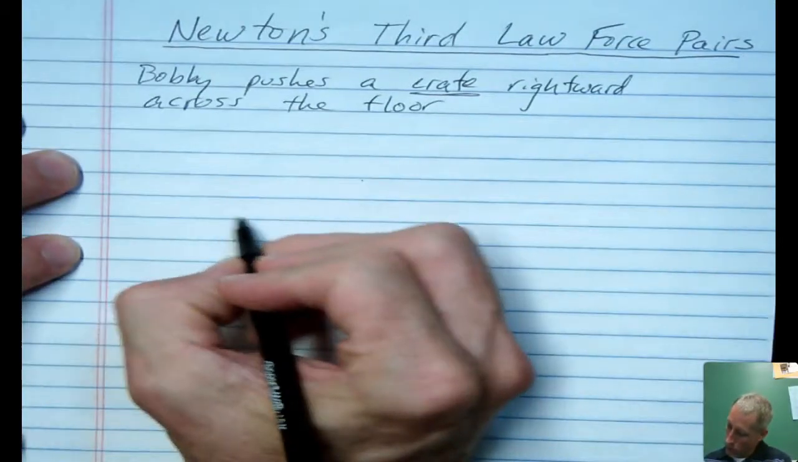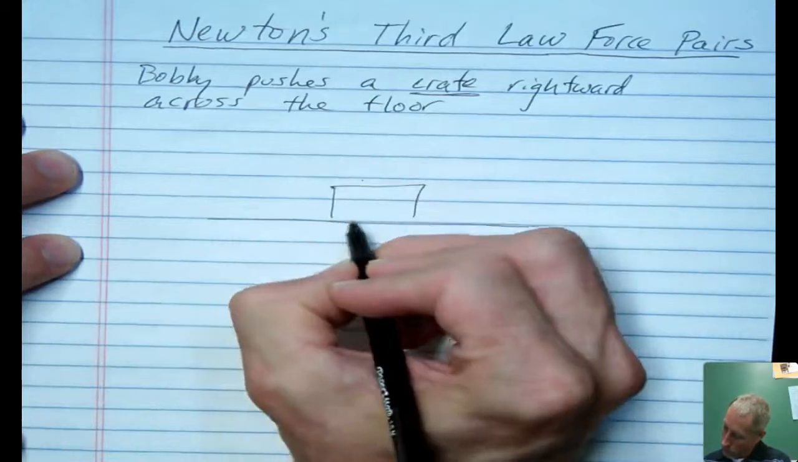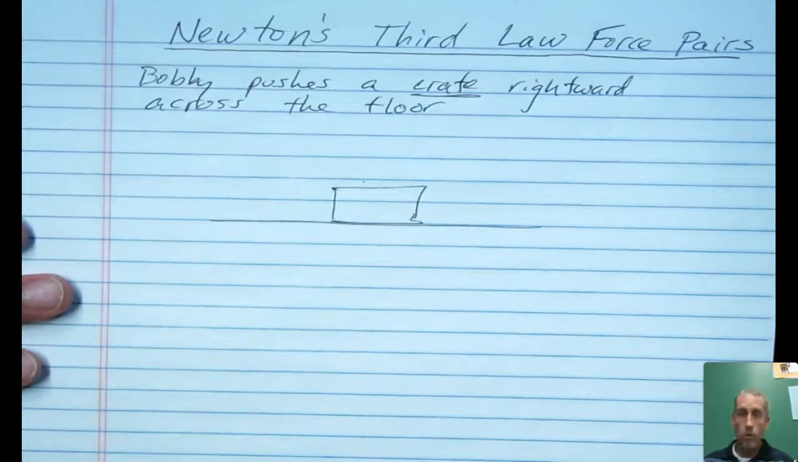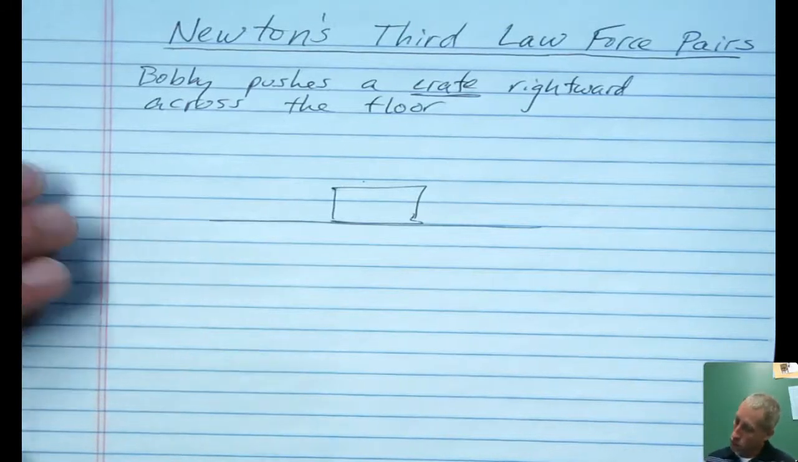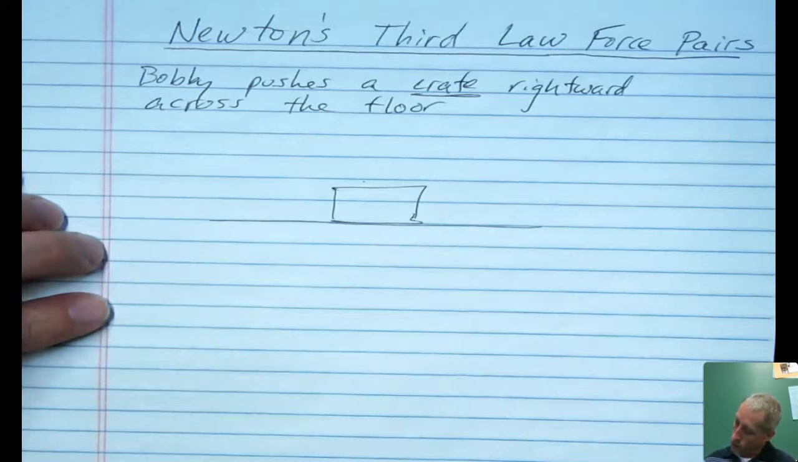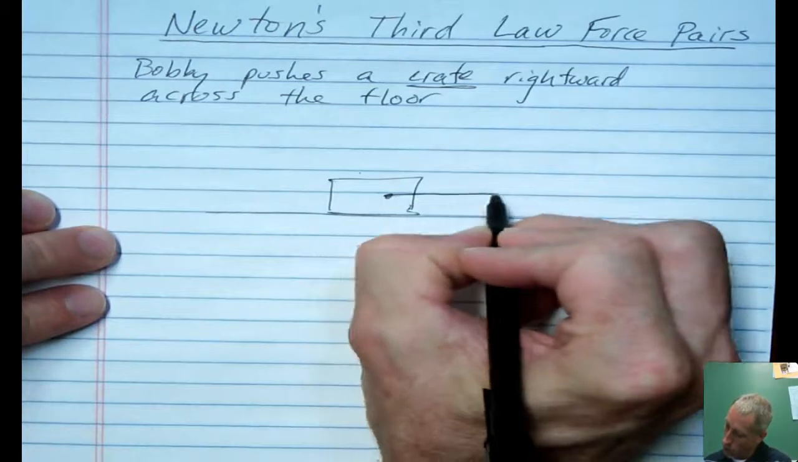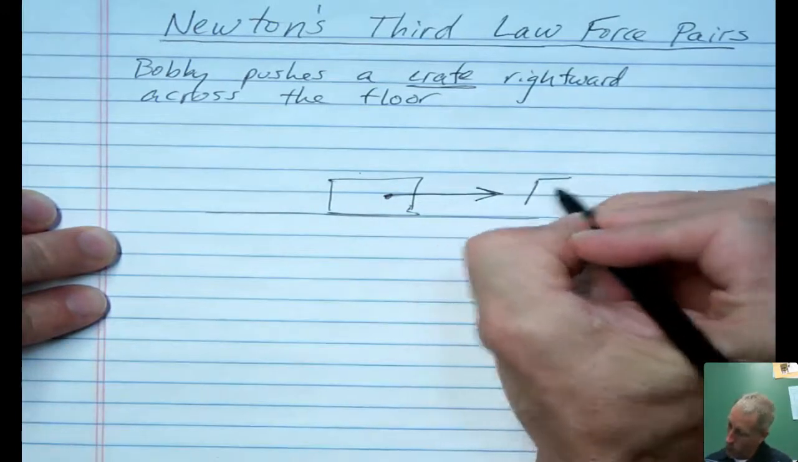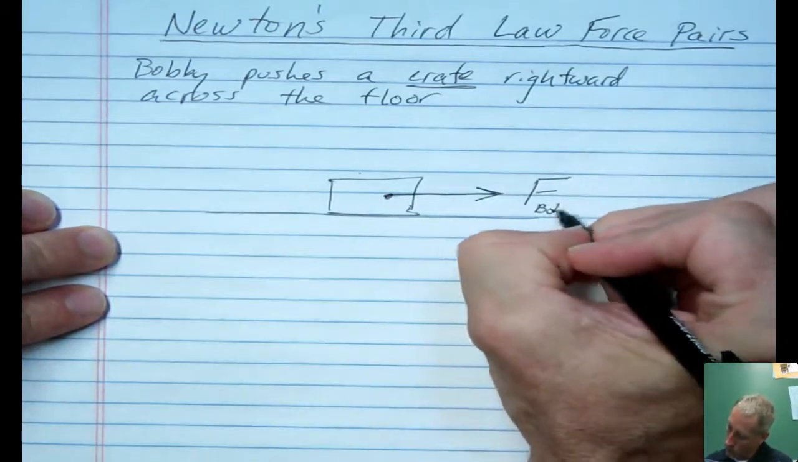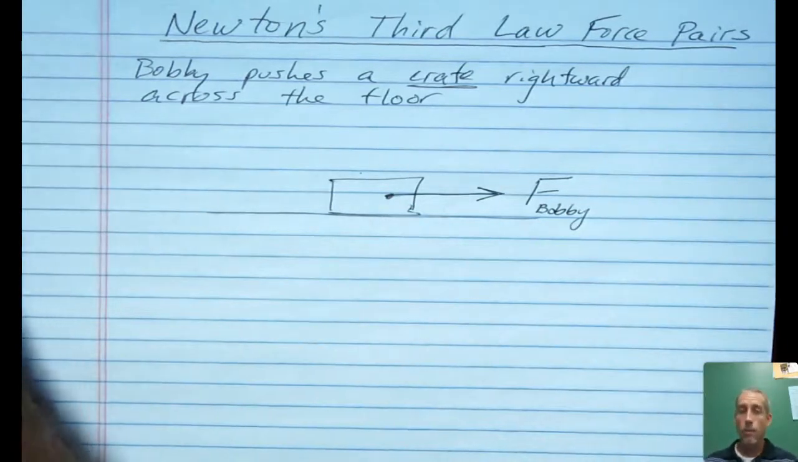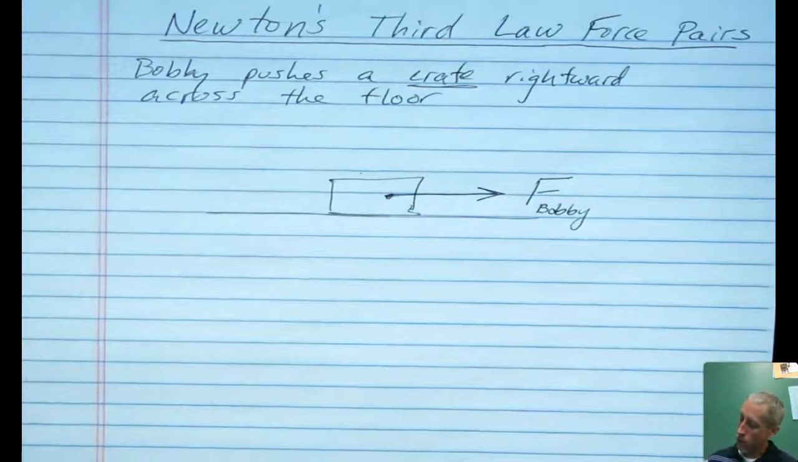So we usually draw the floor like this and put the crate something like that. Don't have to draw anything real fancy. And then we start drawing and labeling things. Perhaps we've got Bobby pushing rightward, and we usually try to draw tails on the object. So we will call this the force of Bobby. It's commonly just generically called an applied force, but if I know the name of the thing doing the pushing, I always put that in. We call that the agent, or sometimes the source, of the particular force in question.